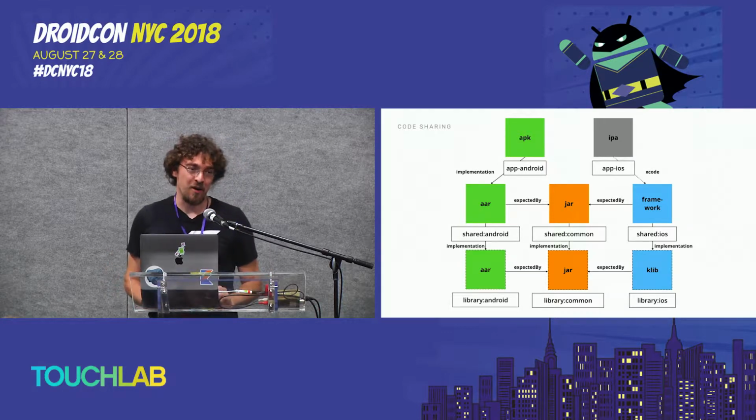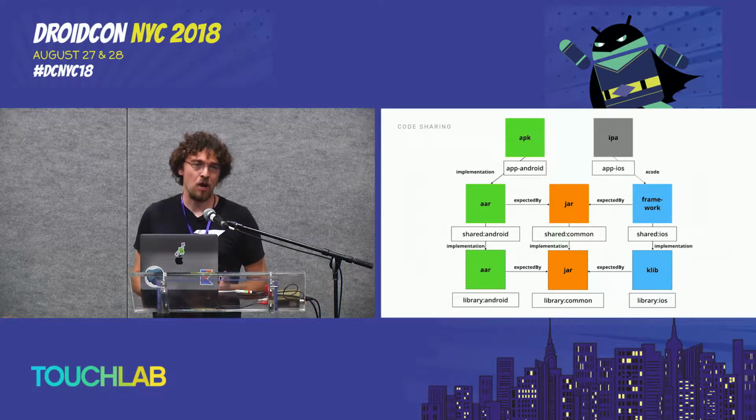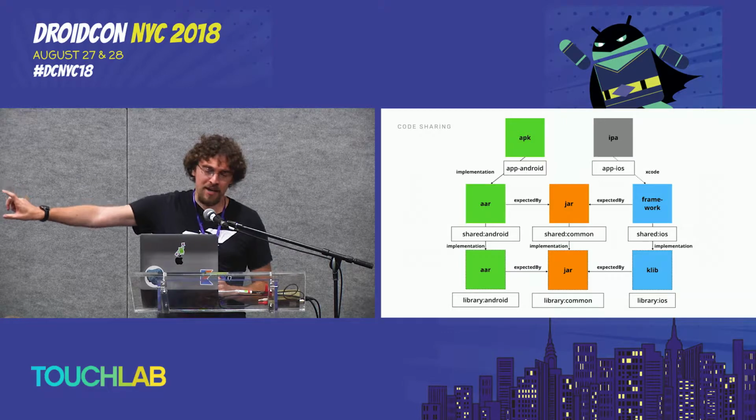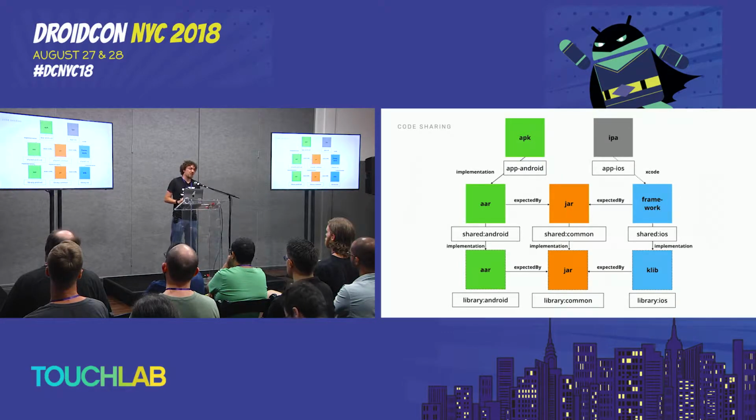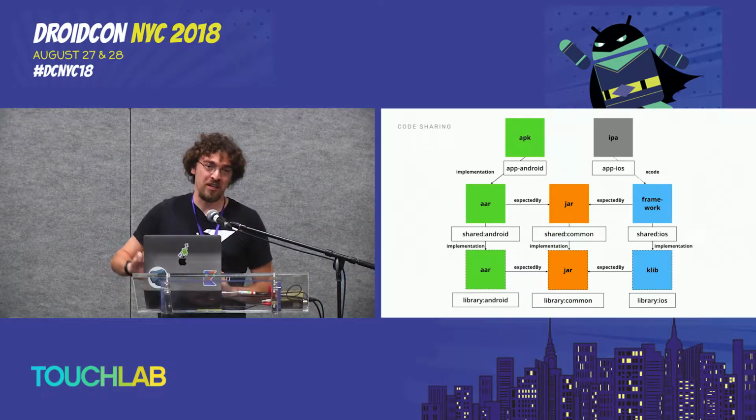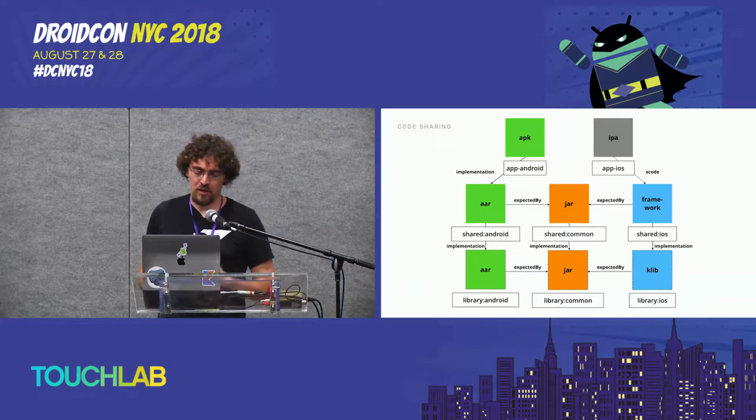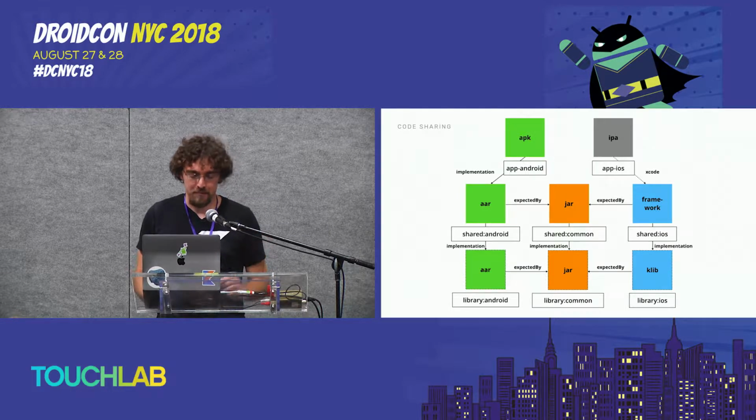Instead of building a framework, you're now building a klib, which is the Kotlin native library format. And the reason for that is that this blue box in the bottom right is not actually being exposed to Xcode and to your native iOS code. It's being exposed to the Kotlin at the level above it. And so it no longer cares about being a native iOS dependency type. It just wants to be Kotlin.